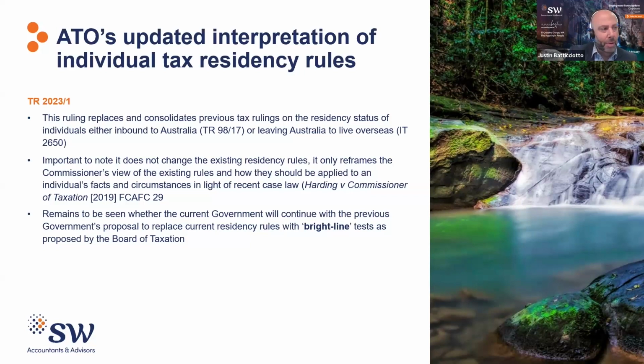Now, many people might be aware that in the 2021 federal budget, the previous government did announce proposed changes to the tax residency rules, and it was looking at the introduction of a bright line test. Late last year, there was a consultation period. At this stage, we're still unsure whether the current government is looking to move forward with the previous government's proposed changes. So at this stage, it's still a wait and see.